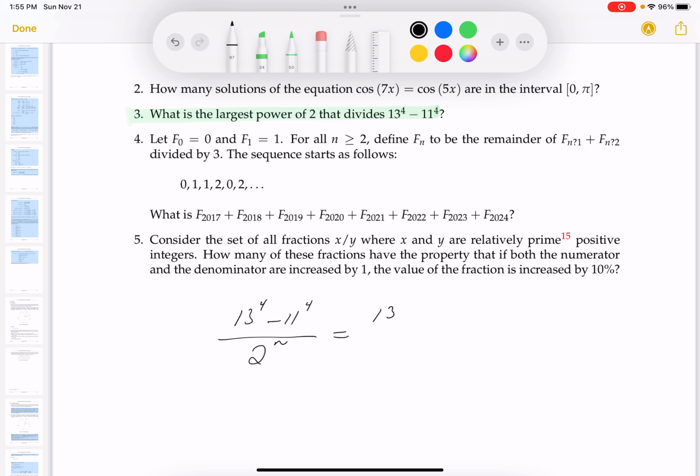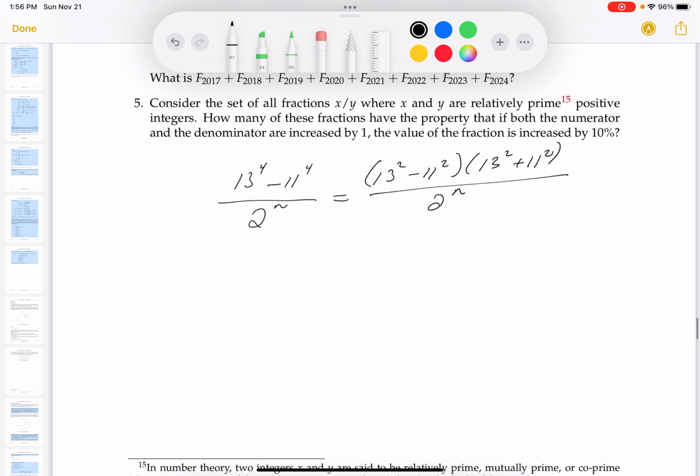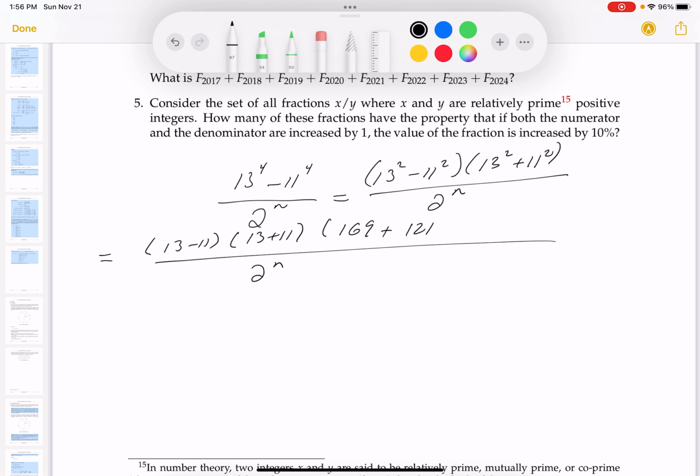So I'm going to say 13 squared minus 11 squared, and then you would get 13 squared plus 11 squared over 2 to the n. I still don't know what that is. But I'll go one step at a time. I get 13 minus 11, and then 13 plus 11, and then I get 2 to the n on the bottom. And 13 squared is more manageable than 13 to the 4th power. It's 169. I can actually do that in my head. And 11 squared is 121.